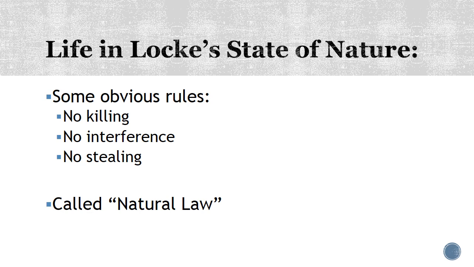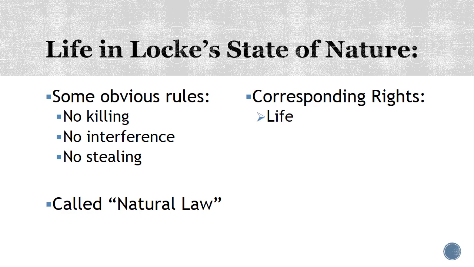Now, because natural law applies in the state of nature, people have these corresponding rights. So, for example, if nobody is allowed to kill anybody, then everybody has a right to life. If nobody's allowed to interfere with other people, then everybody has a right to liberty. And if nobody's allowed to steal, then everybody has a right to property. Okay, that's the way that rights and rules go along with each other.